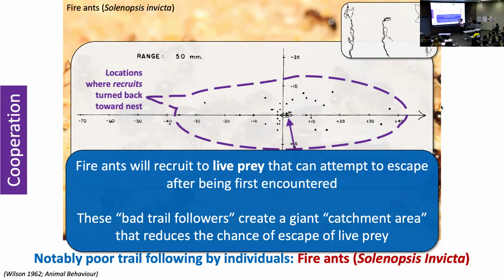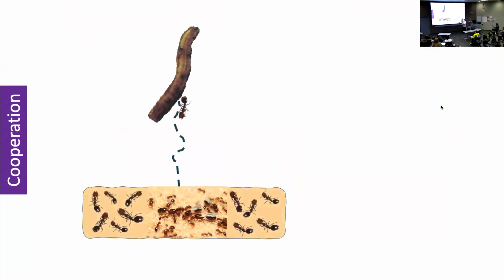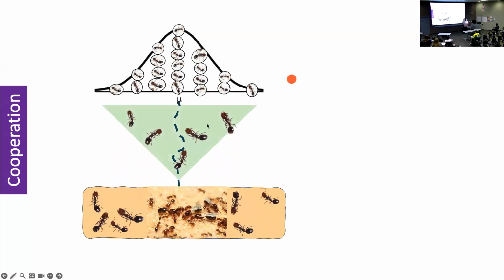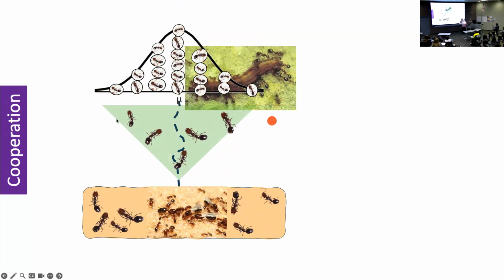So the question really became, well, I can sort of illustrate this. You find a juicy morsel, you come back, and you lay a trail that brings a bunch of ants in a distribution around the center of where you found that morsel. So most ants are right where you found it, but there are some ants out here, and some ants out here. That little morsel is still alive, so it jumps away, but there are still plenty of ants out here.